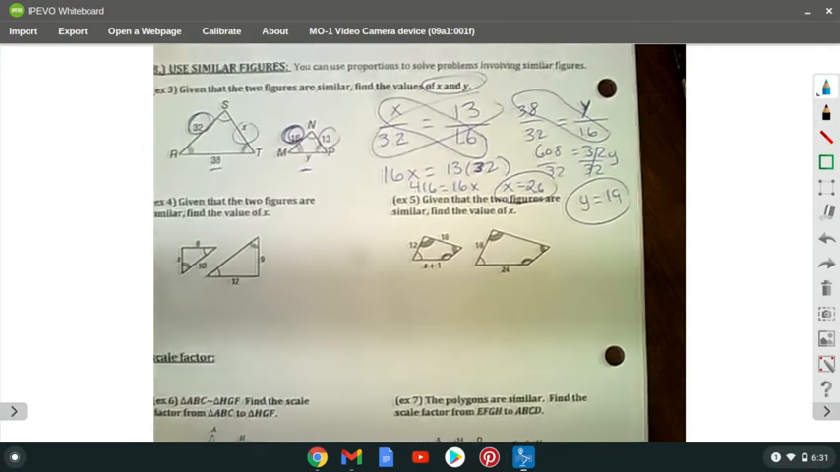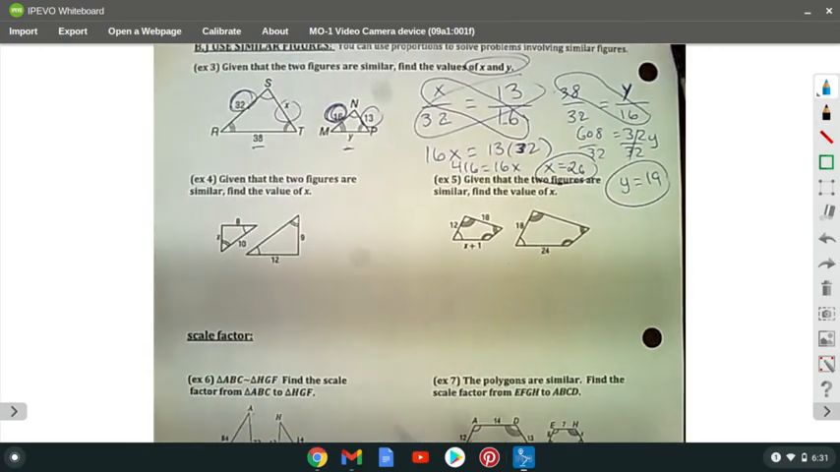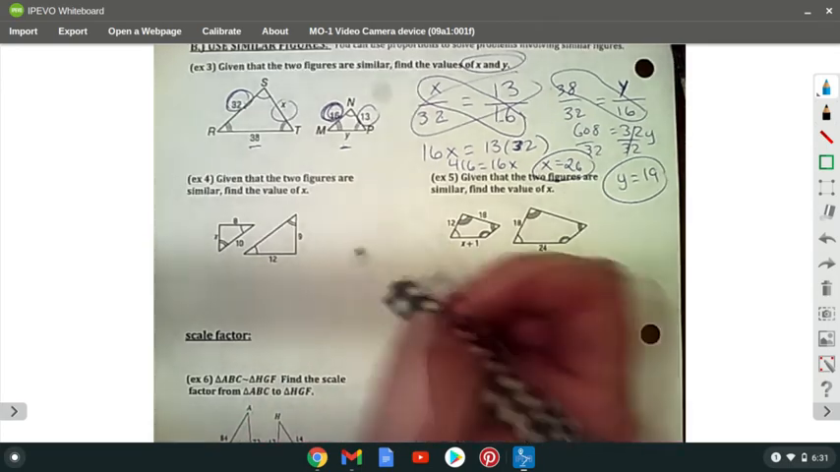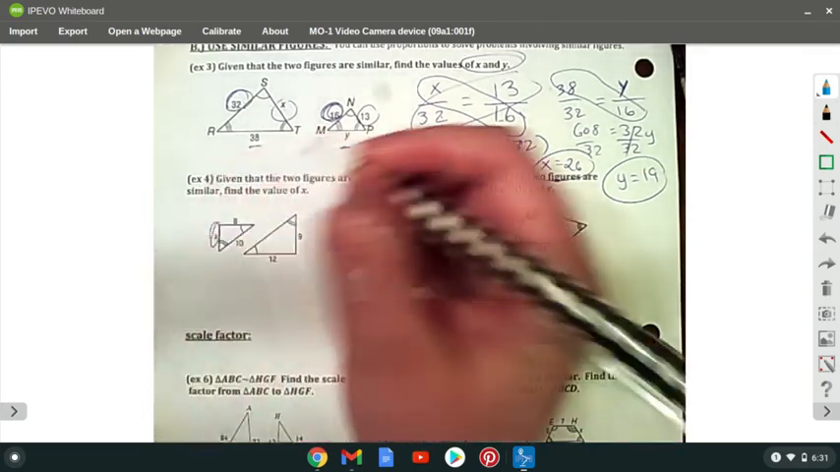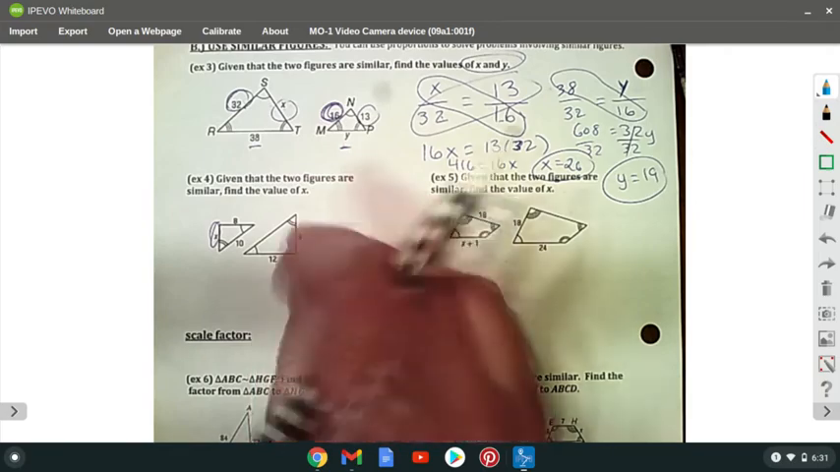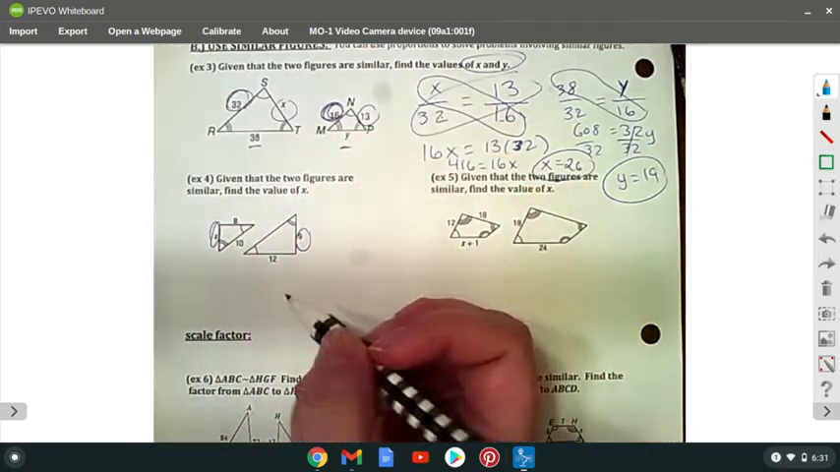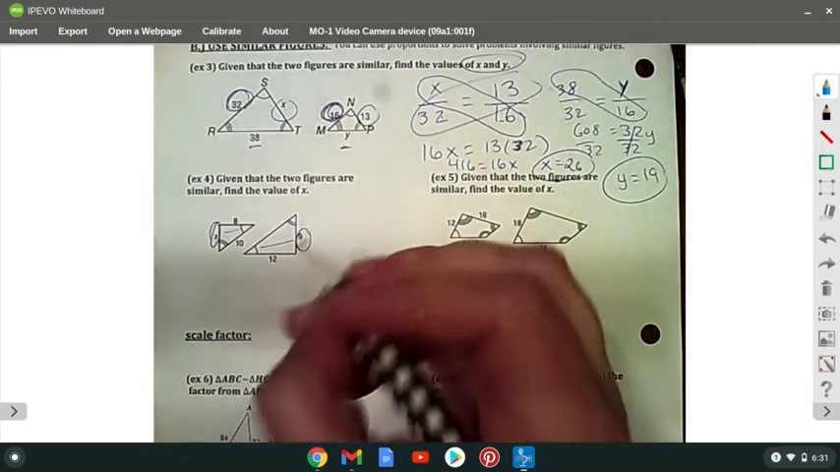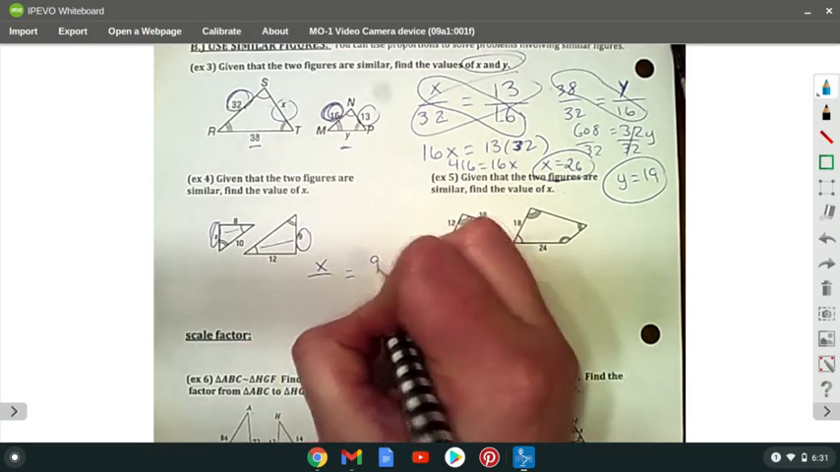Okay, let's do two more together here. Given that the two figures are similar, find the value of x. So they're telling us they're similar. X would have to be similar to, if I tilted this, it would be similar to 9. X is across from that one arc, and so is 9. So I'm going to put those next to each other in a proportion.